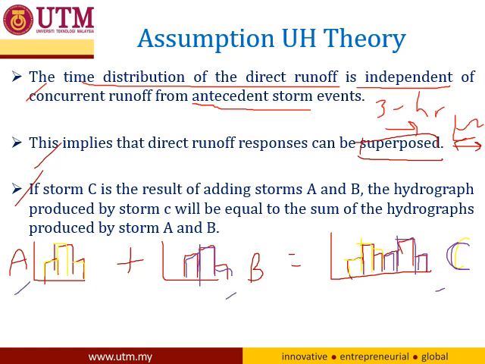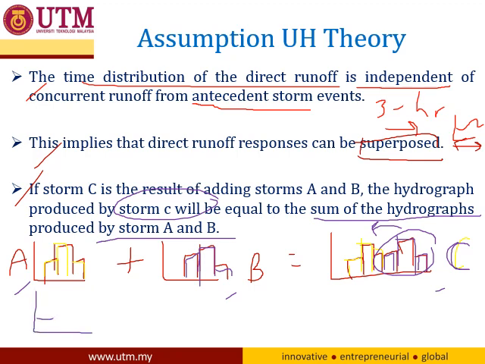It may be this way, or it may be overlay. Overlay means that maybe storm B is earlier, so it overlays with storm A. Then the sum of the hydrographs produced by storm A and storm B will be equal to this storm C. So storm C is similar to adding storm A and storm B.